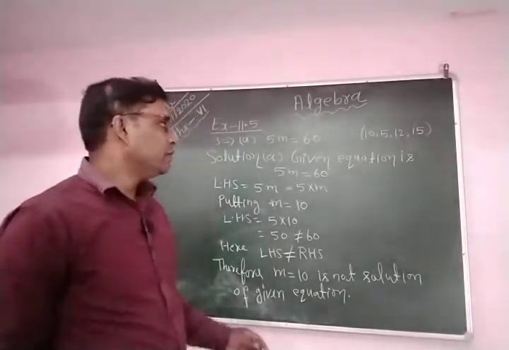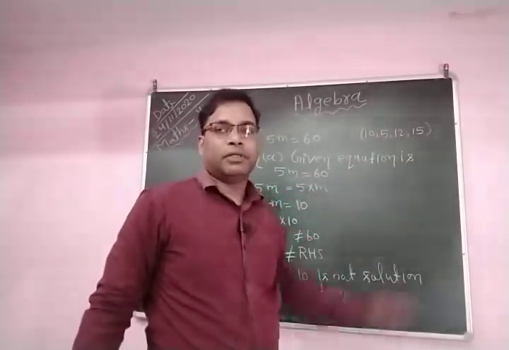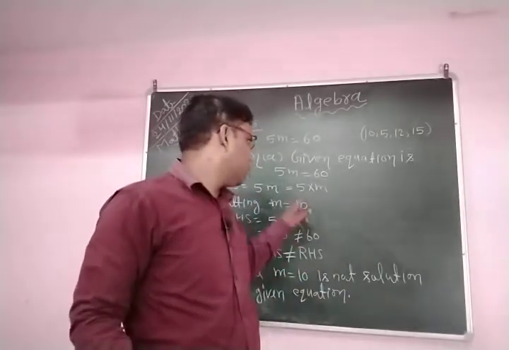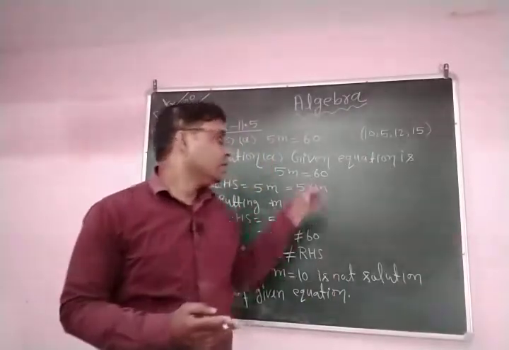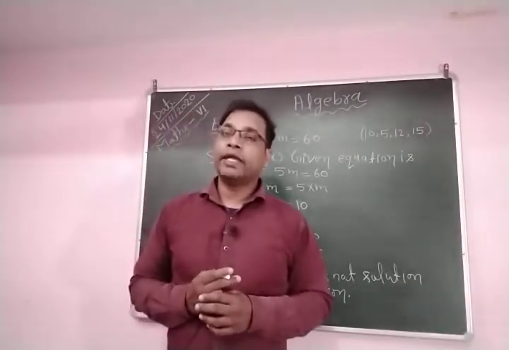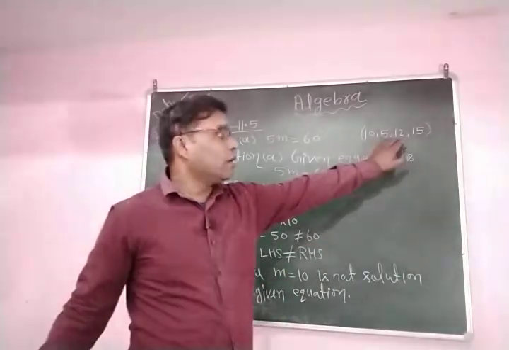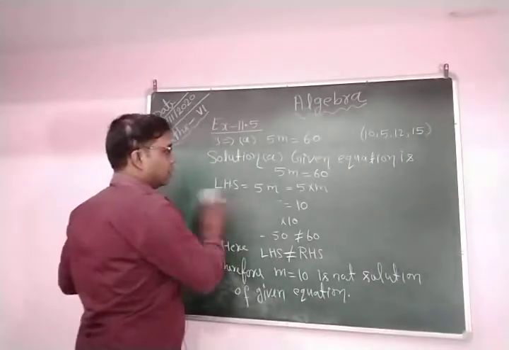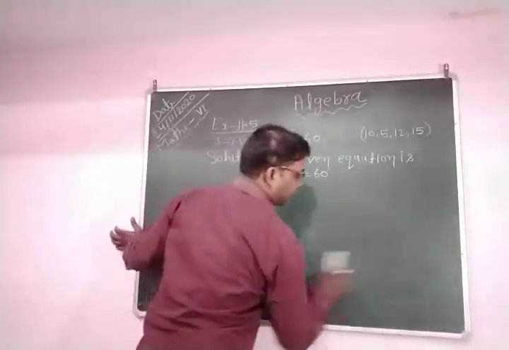So now we take the value of m as 5. If you put m = 5 in the left hand side and we get the right hand side 60, then you can say m = 5 is a solution of the given equation. But we check all the options given here. Now we erase this.